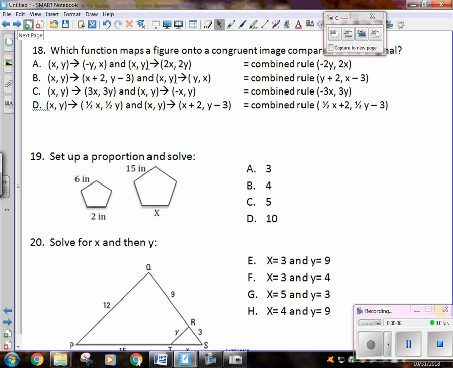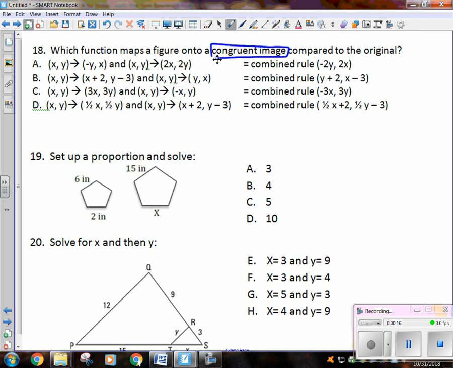18. Which function maps a figure onto a congruent image? So Miss Jessup's coming back to this term. Congruent image. Congruent means that even when I change it, I end up with something that's exactly the same shape and size. Okay. What you want to look out for in these rules: are there any rules that change the size? If there's a rule that does change the size, then I know it's not going to be congruent. Okay? So that's really all we have to look for.